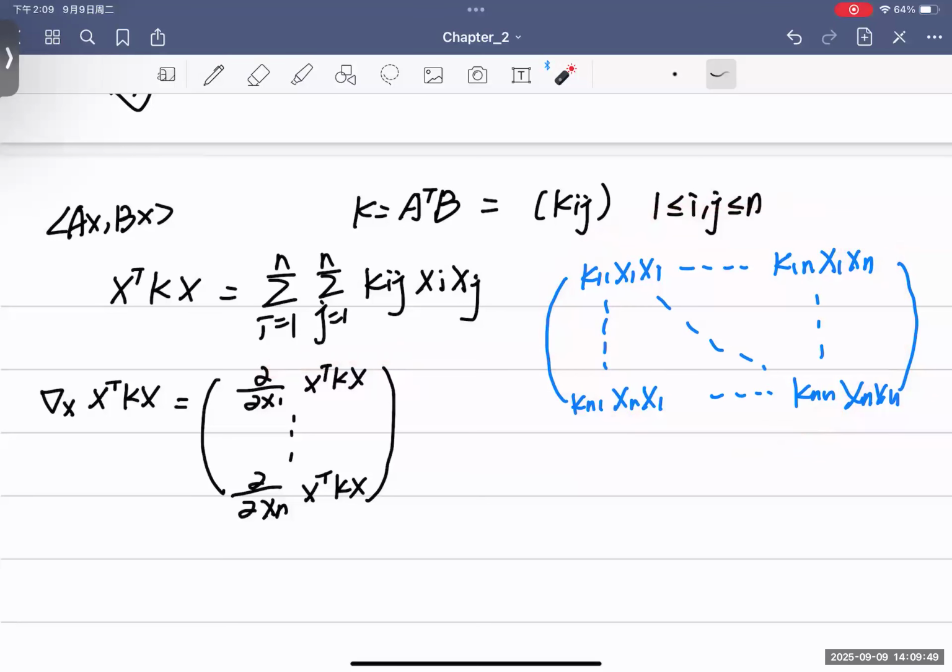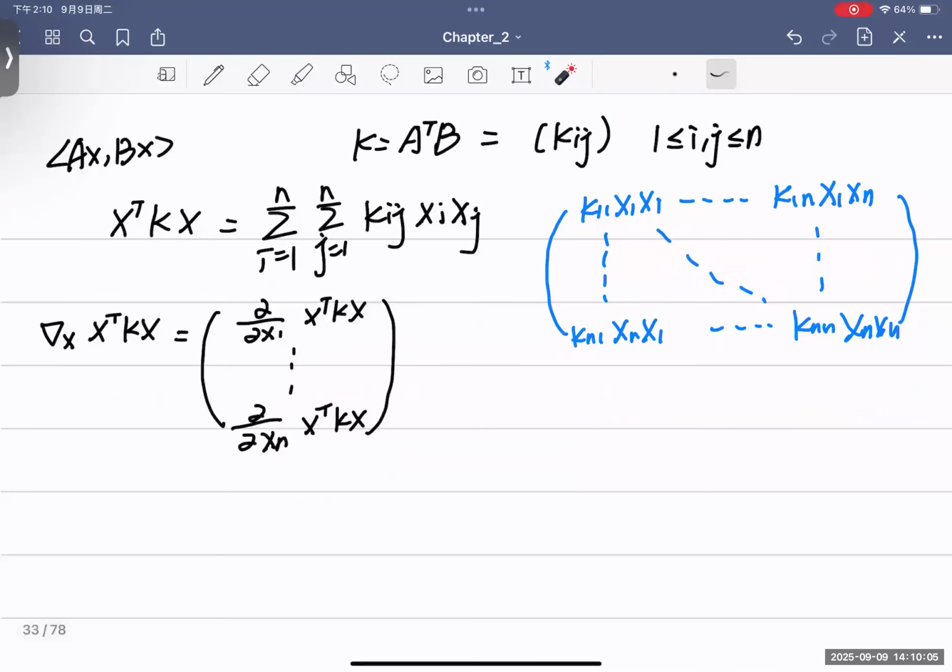If we want to find where x1 appears, this row has x1 and this column has x1, and other places do not have any x1. So when taking the partial derivative for x1, we are taking it over the sum of the first column and the sum of the first row, but the corner element can only be added one time.